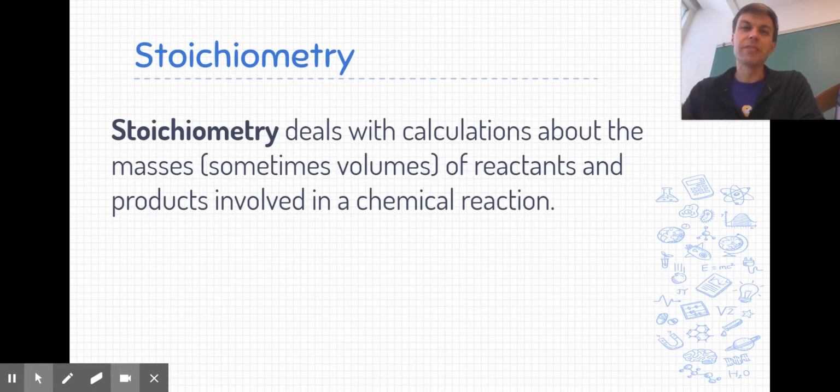Now, here's our real definition. Stoichiometry is the study in chemistry that deals with calculations. It could be volumes as well, but typically the masses of reactants and products that are involved in a chemical reaction.